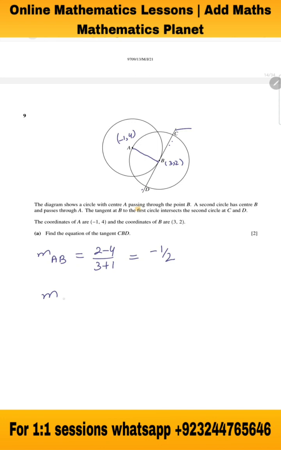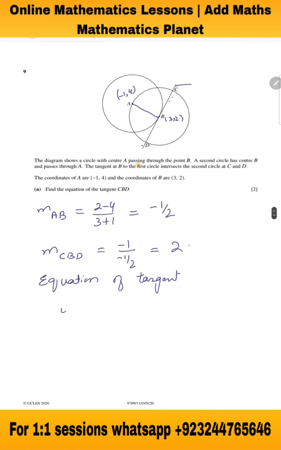The slope of the tangent line, that is CBD, is equal to minus 1 over minus 1 by 2, which is equal to 2. So the equation of the tangent line: y minus the y-coordinate of the point, which is 2, is equal to slope times (x minus 3).